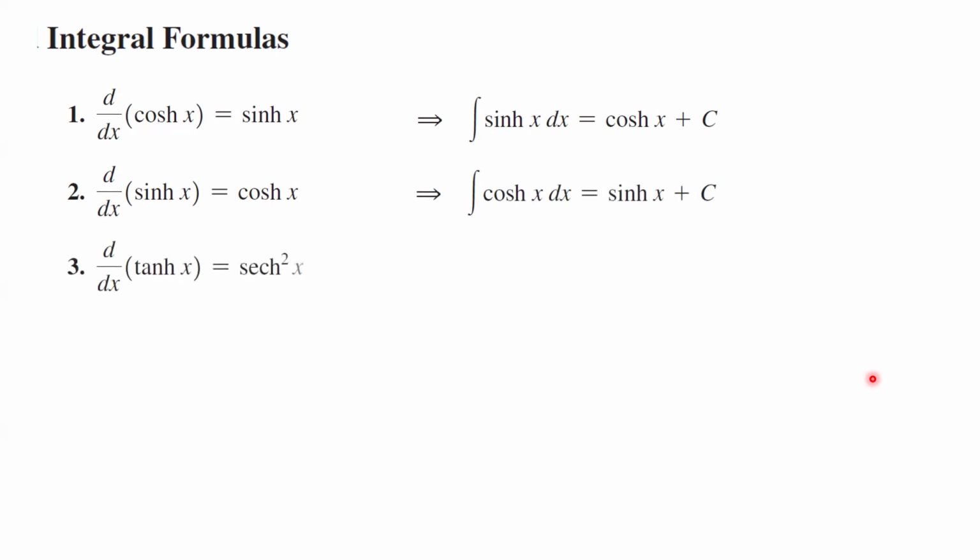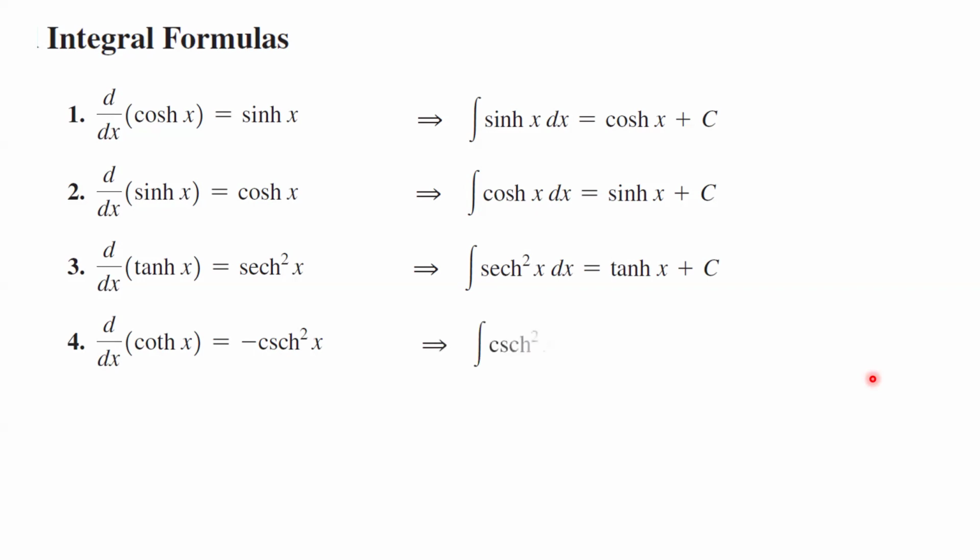Since the derivative of hyperbolic tangent is hyperbolic secant squared, the integral of hyperbolic secant squared is hyperbolic tangent plus c. Since the derivative of hyperbolic cotangent is negative hyperbolic cosecant squared, the integral of hyperbolic cosecant squared is negative hyperbolic cotangent plus c.